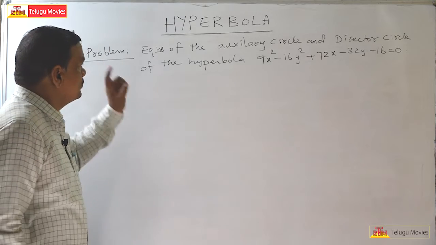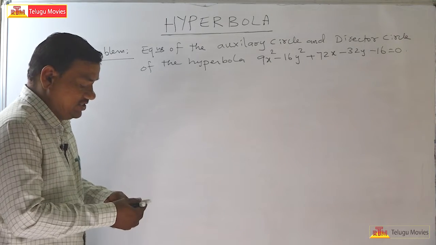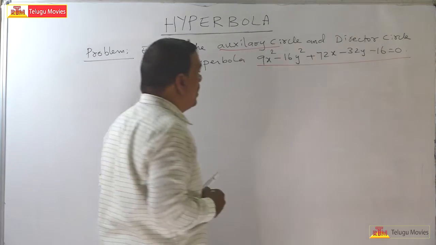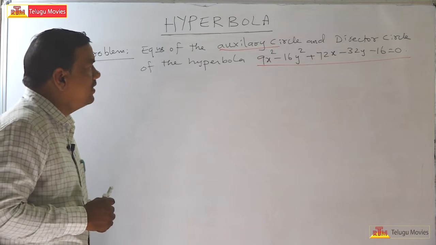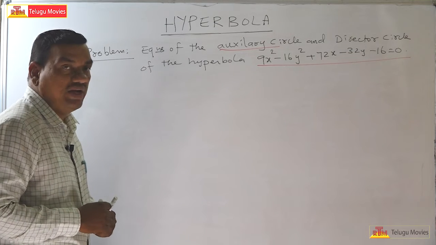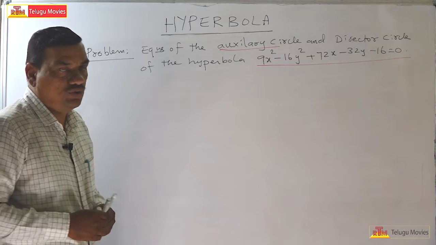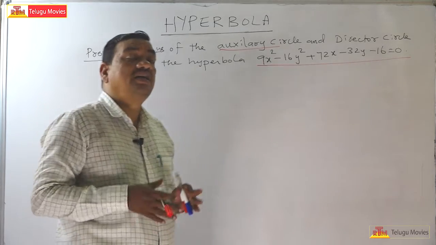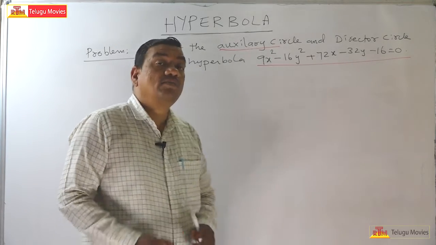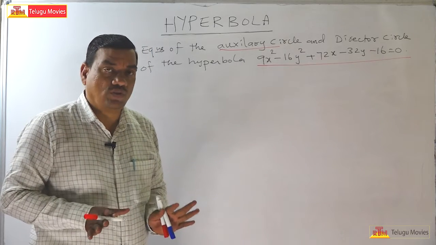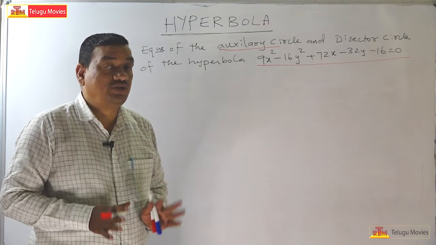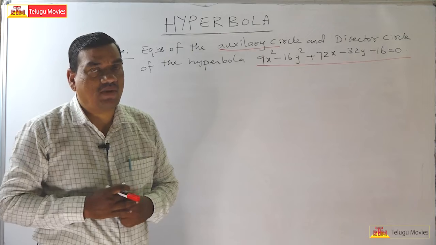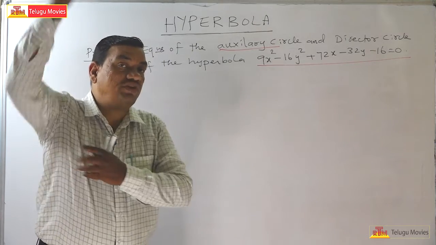So, a very small problem. Find the equations of the auxiliary circle and director circle of the hyperbola whose equation is 9x square minus 16y square plus 72x minus 32y minus 16 is equal to 0. Whenever such an equation is given, immediately remember that the center of this hyperbola is not 0, 0. The center is shifted from 0, 0 to h, k.